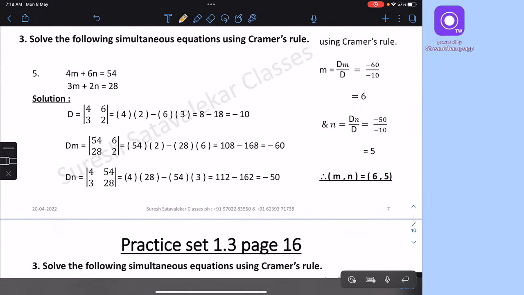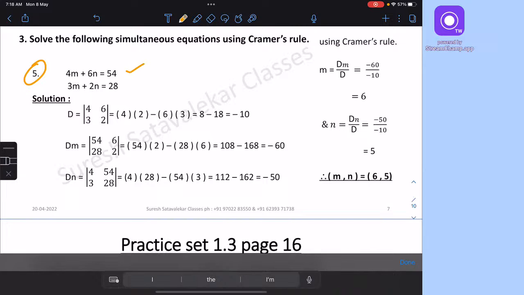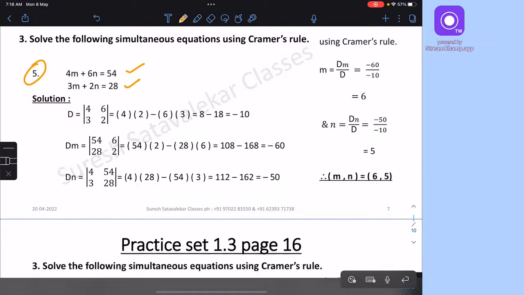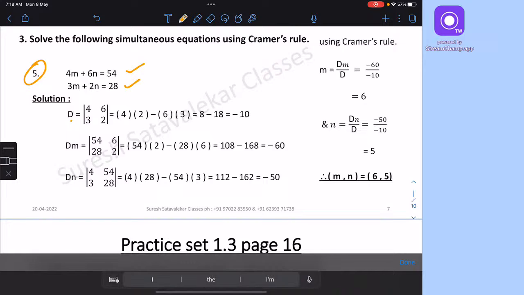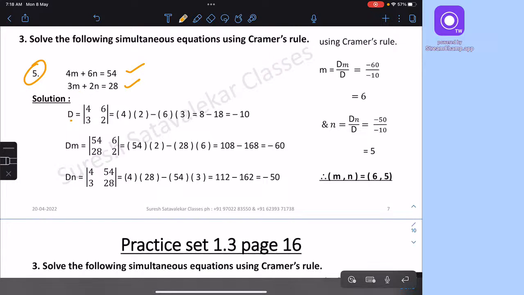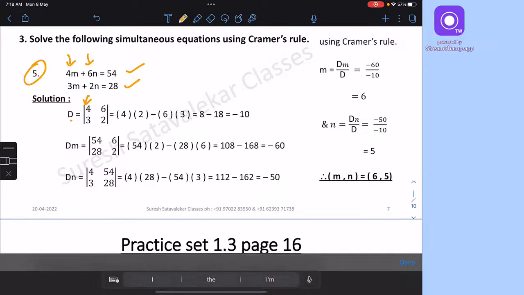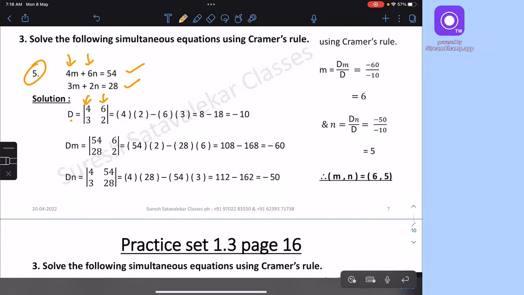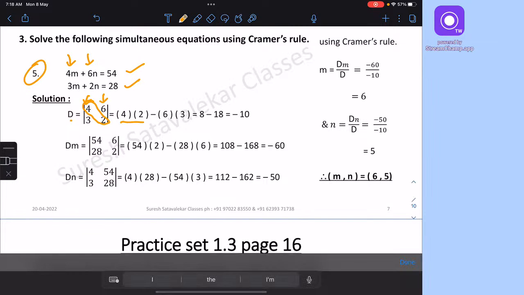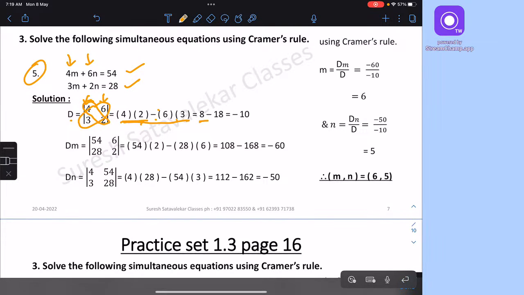From question number 3, let us solve the fifth question. Now here you are given that 4m plus 6n is equal to 54 and 3m plus 2n is equal to 28. As before, first we write d, the determinant of the coefficients of the variables. So first column is 4, 3, that is written here. Second column is 6, 2, that is written here. To simplify the determinant, 4 and 2 will multiply first, minus 6 and 3 will multiply later. 4 2s are 8 minus 6 3s are 18.